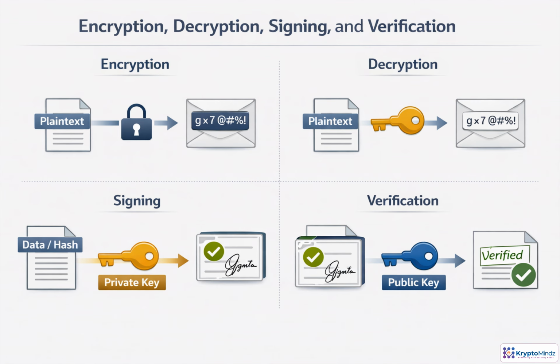Now separate two goals. Encryption is about secrecy. You take readable data, scramble it with a key, and only someone with the right key can turn it back into something meaningful. Signing is about trust. You use your private key to stamp data with a unique signature, and anyone with your public key can verify that stamp, proving who it came from and that it wasn't altered on the way.